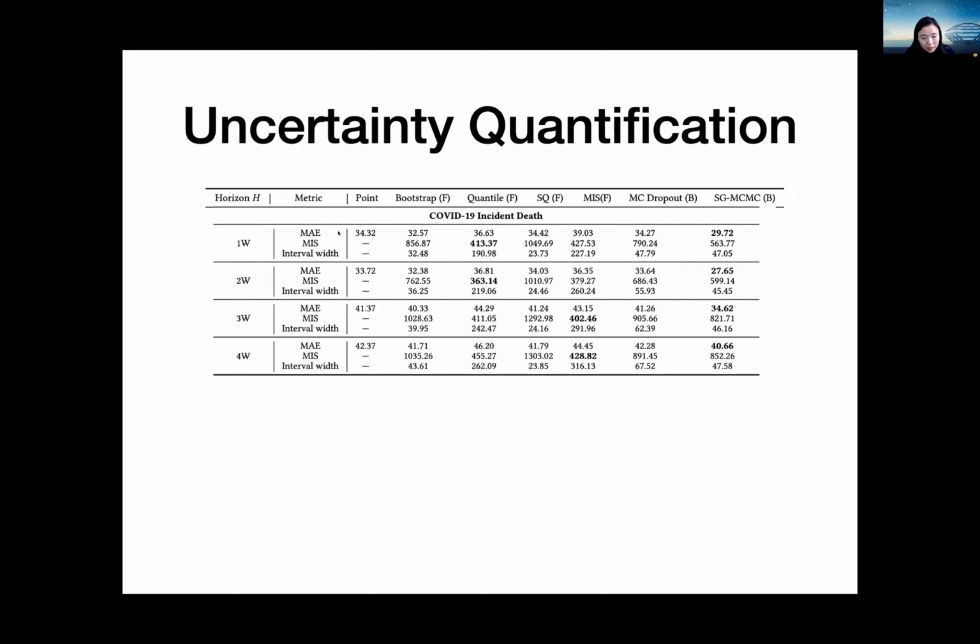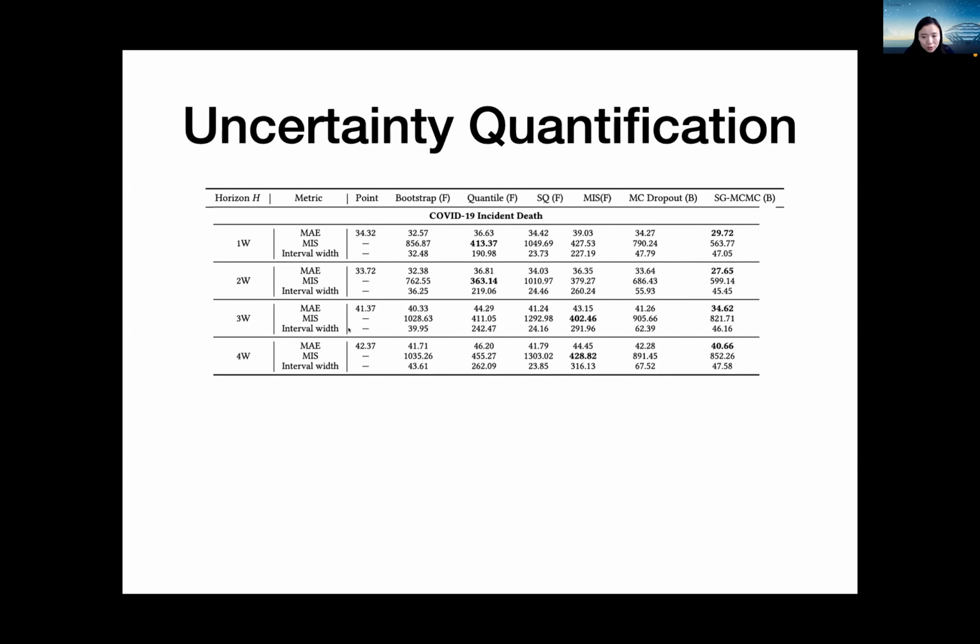MAE is the mean absolute error, which quantifies the quality of point estimates. And then MIS is a mean interval score that gives the score for both the point estimate performance as well as the coverage. Interval width is just the coverage alone without the point estimate error.